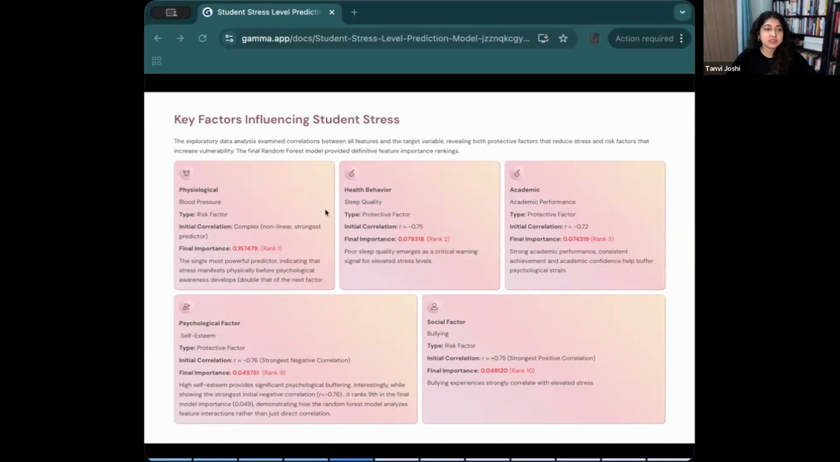As you can see, the physiological and health factors are ranked the highest. Then came the psychological factors. Depression was ranked lower than academic performance, and self-esteem was ninth. This suggests that stress manifests somatically, or physically, before it is registered psychologically.